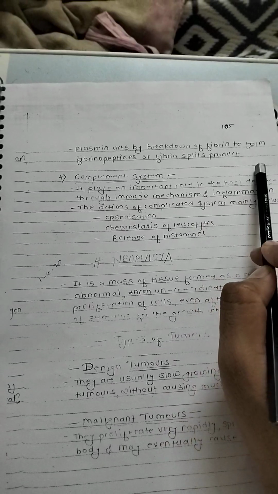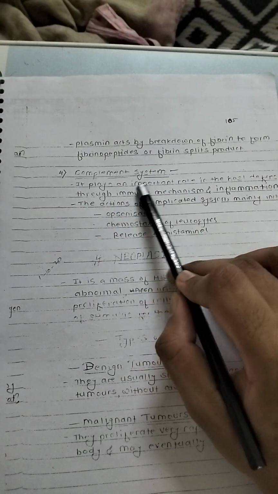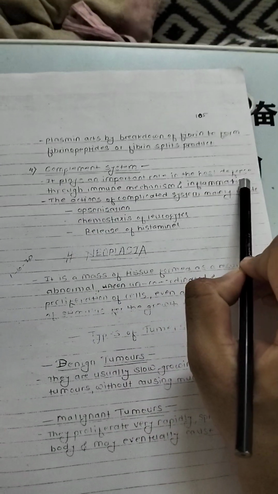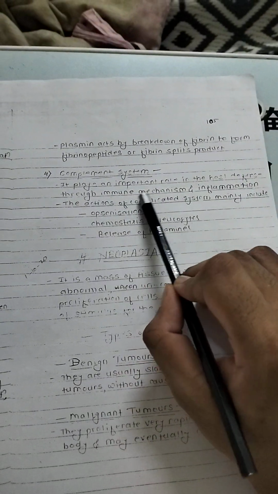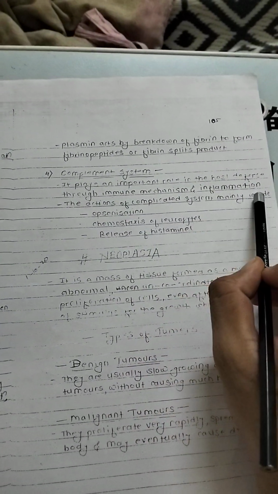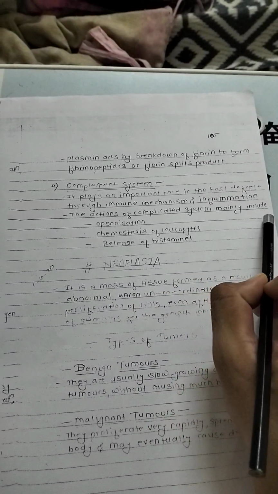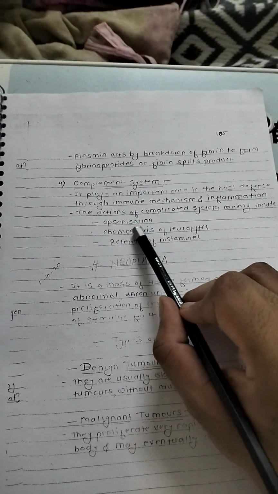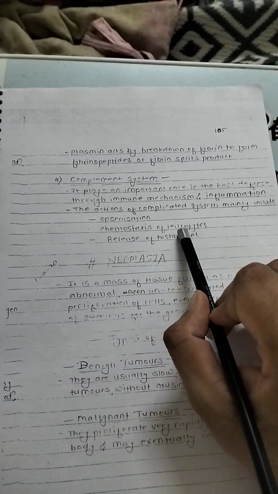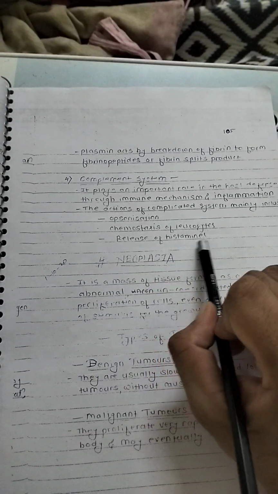or fibrin split products. Complement system plays an important role in host defense through immune mechanisms. The actions of the complement system mainly include opsonization, chemotaxis of leukocytes, and release of histamine.